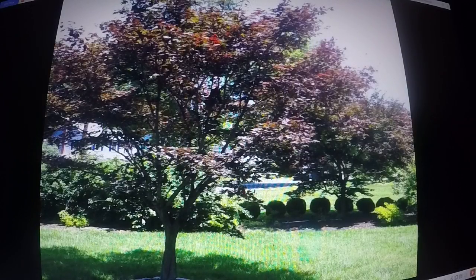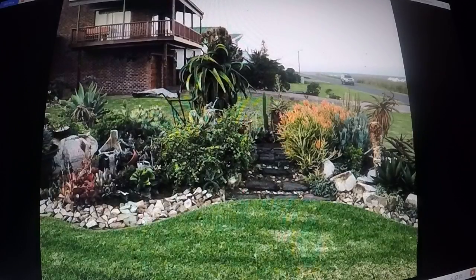That's a Japanese maple. Does not grow in Florida. There's some really cool succulents, areas where there's a lot of drought. You plant plants like this. They were selling these at Home Depot, and I found one. It grows pretty good.